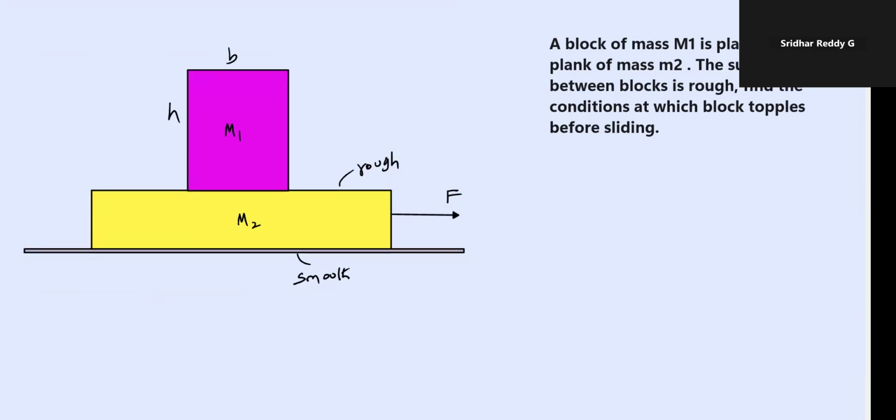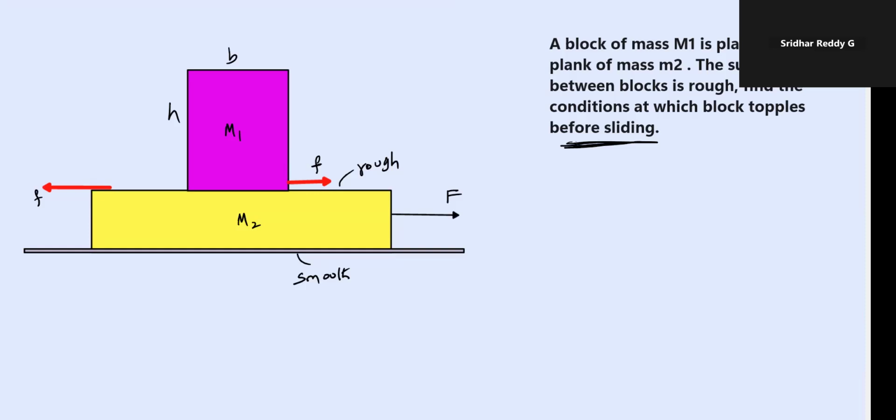Now, in what direction will the friction act? Friction on the plank by the block will act like this. Friction on the block by the plank will be in this direction. No, find the conditions at which the block topples before sliding.